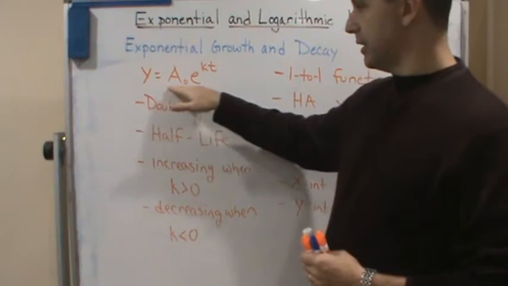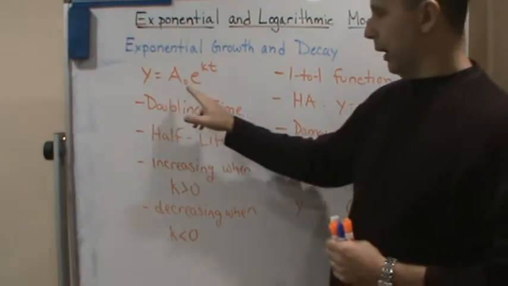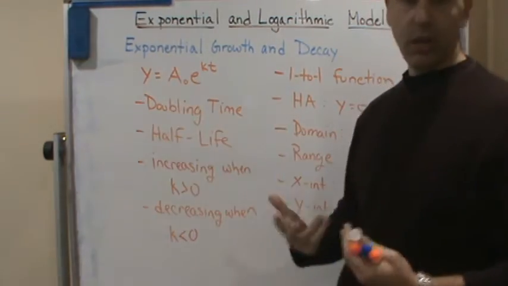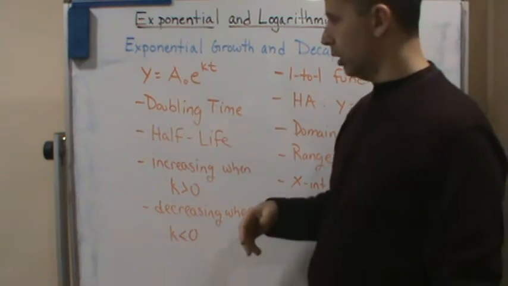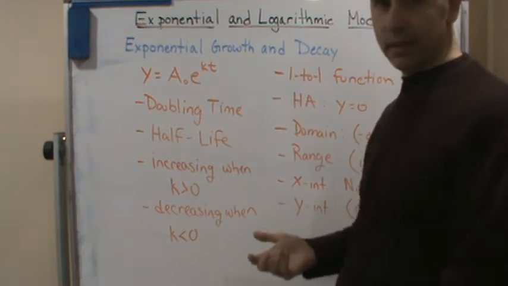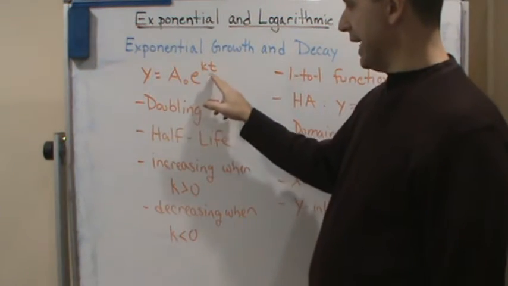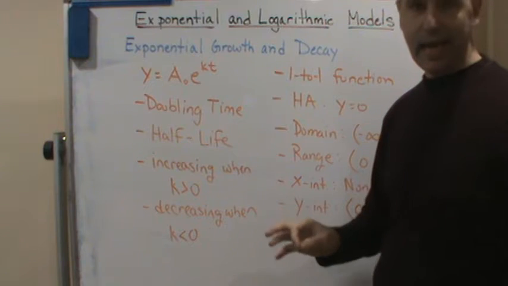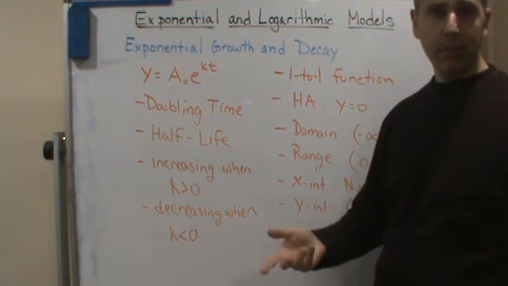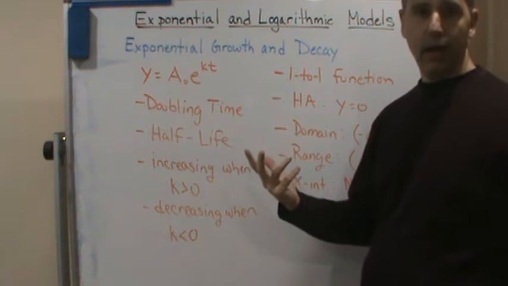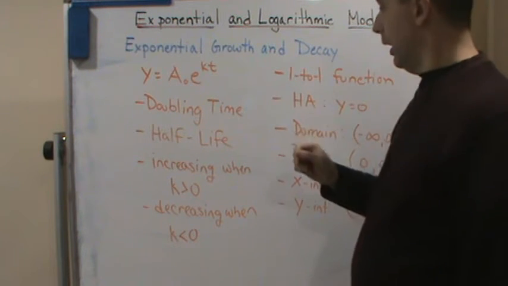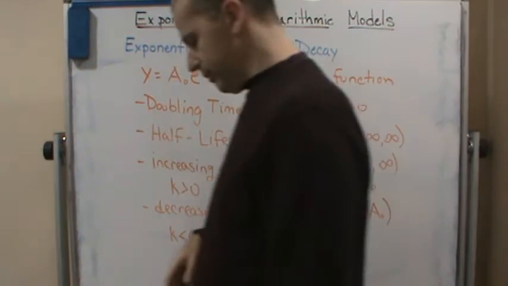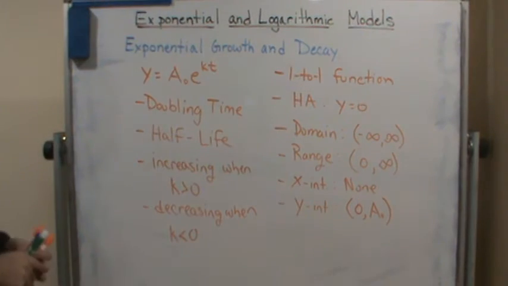This is the typical model that we use, where A naught is the initial amount, or initial population size, depending on the context of the problem. Then we have e to the kt, where k is either a decay constant or a growth constant, depending on whether k is negative or positive, and t is time. Typically, we deal with growth or decay over time.